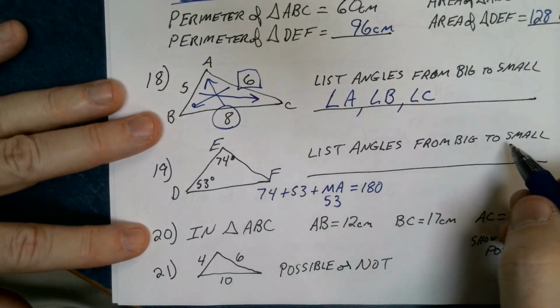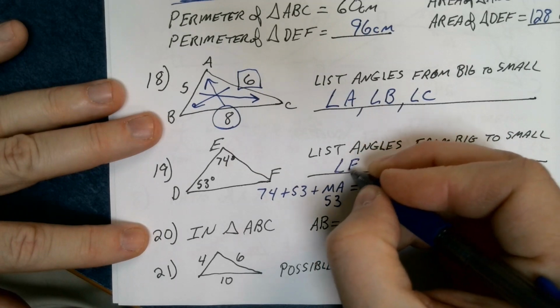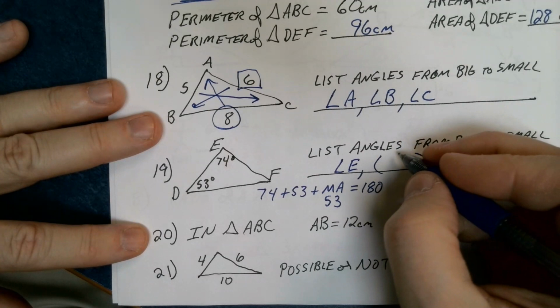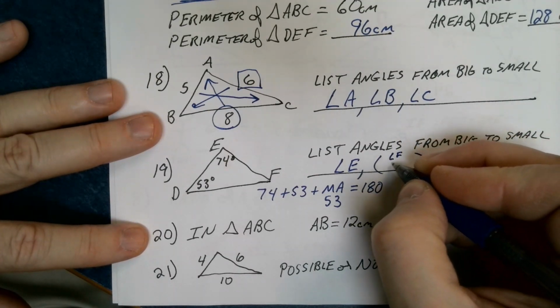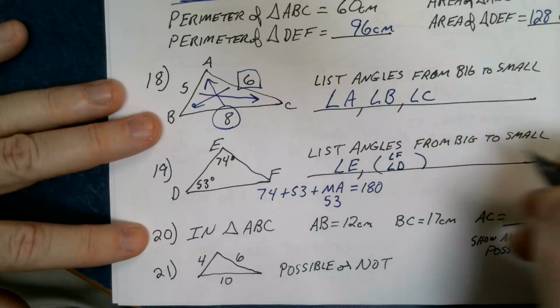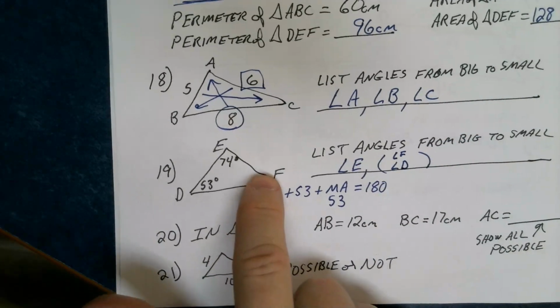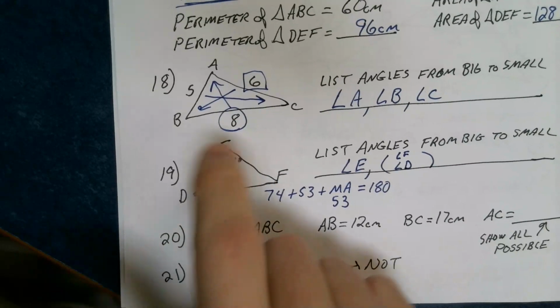So I'm listing angles from big to small. I would have angle E followed by, and since they're the same, both angle F and angle D. Since they're both 53, it wouldn't matter. Now, it might not be that on the test that it's also 53. It could be something else. You just have to look at what your two angles are.